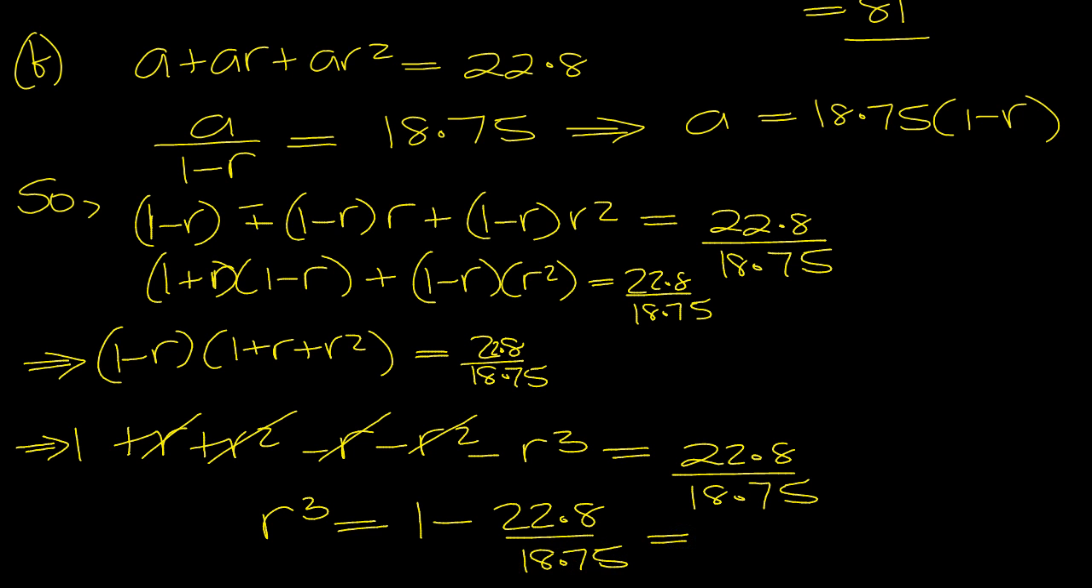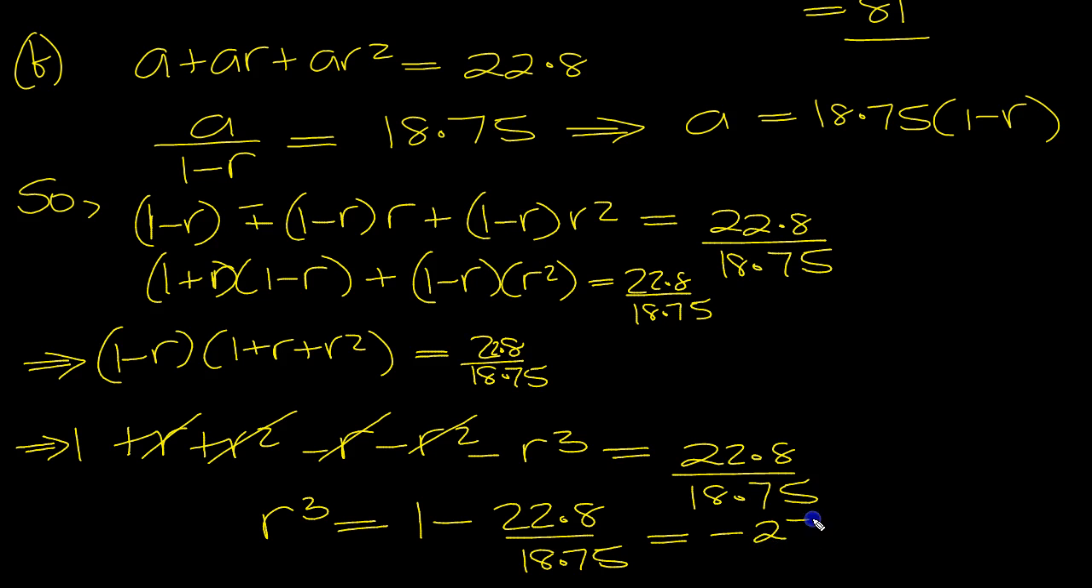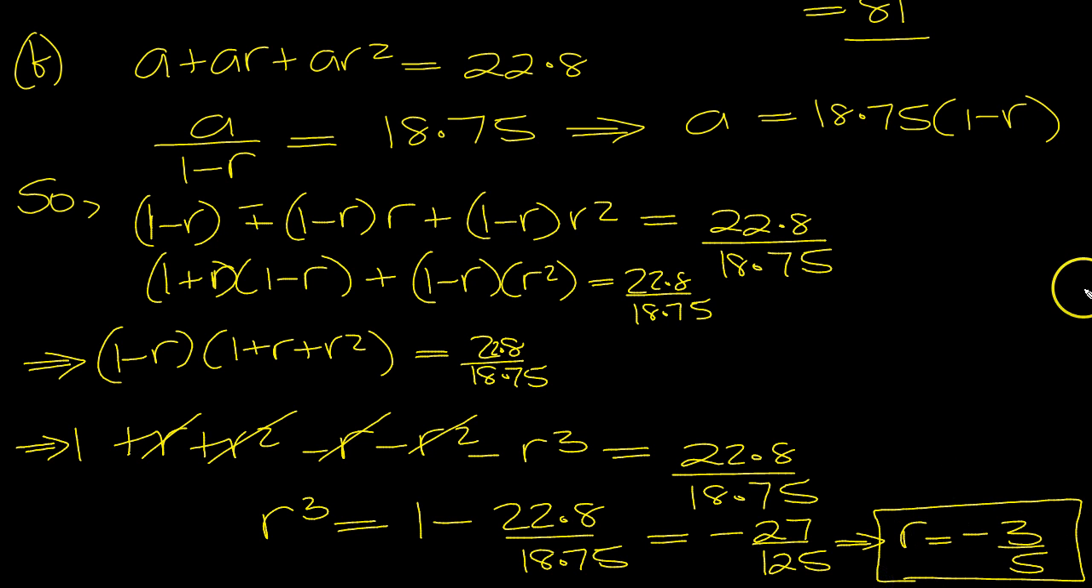So our cube then, so it's 1 minus 22.8 divided by 18.75, minus 27 over 125, which is nice because it cube roots easily. Cube root that then, r is equal to minus 3, cube root at the top, over 5. So there's r. So that looks fairly user friendly.